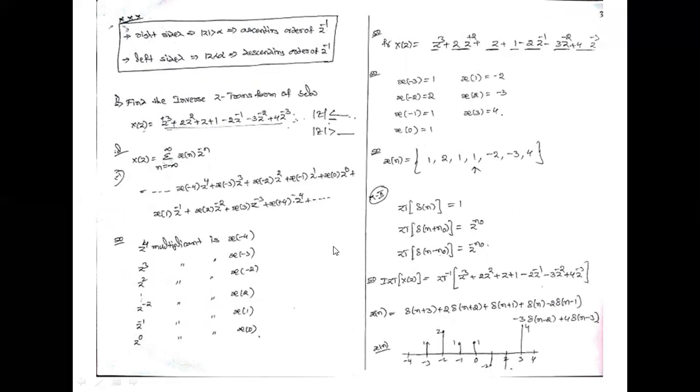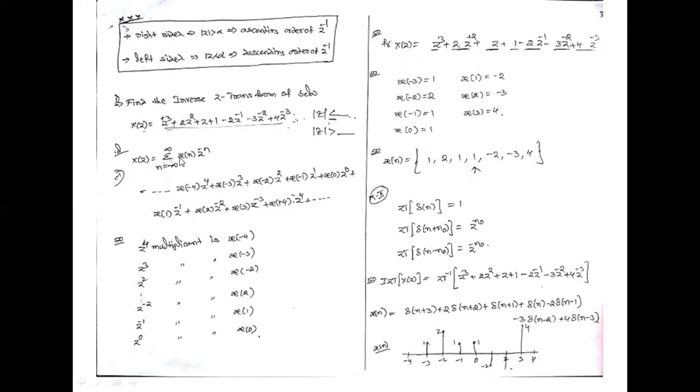Let's take one example here. Find the inverse z transformation of the signal x of z equals z power 3 plus 2 z power 2 plus z power 1 plus 1 minus 2 into z power minus 1 minus 3 z power minus 2 plus 4 z power minus 3. It's a combination of positive powers of z and negative powers of z.